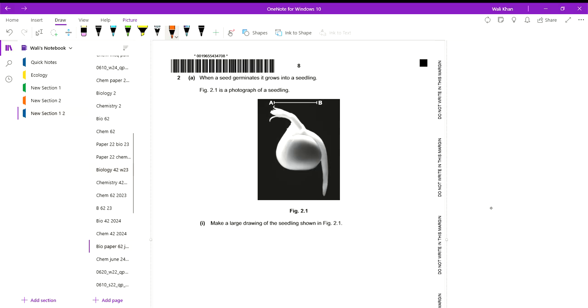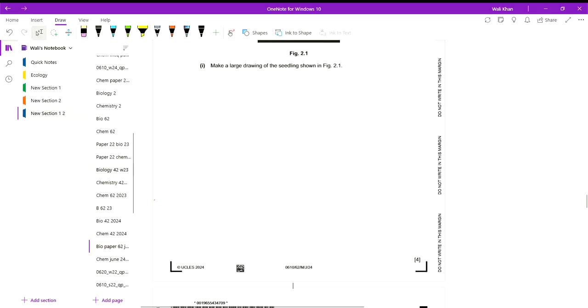Question number 2. When a seed germinates, it grows into a seedling. Here is a photograph of a seedling. Make a large drawing of the seedling shown in the picture. So you have to make a large drawing.